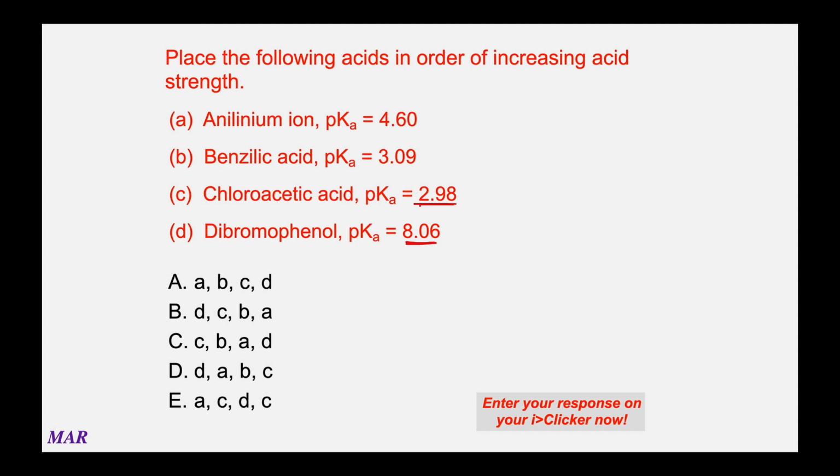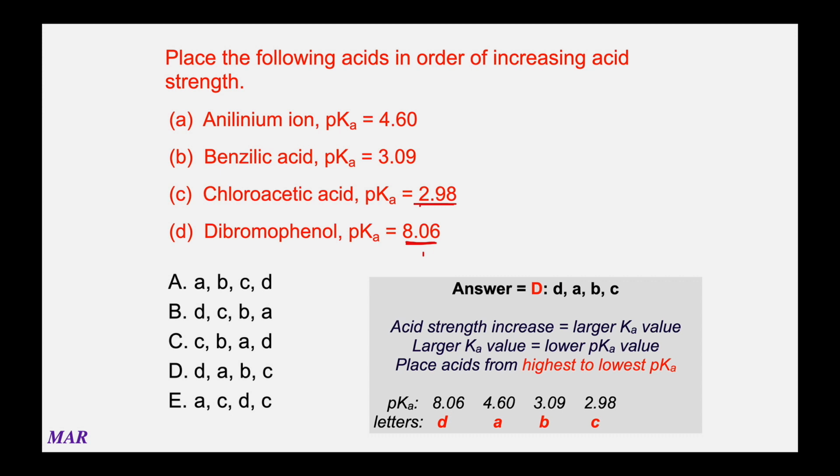And I believe that's going to be D, A, B, C. I believe the answer here is D. Now, if you can see pKa versus acid strength, that's the best way to do this. And just like pH goes down, acid goes up, well, pKa goes down, acid goes up as well, because Ka is related to the strength of the acid.